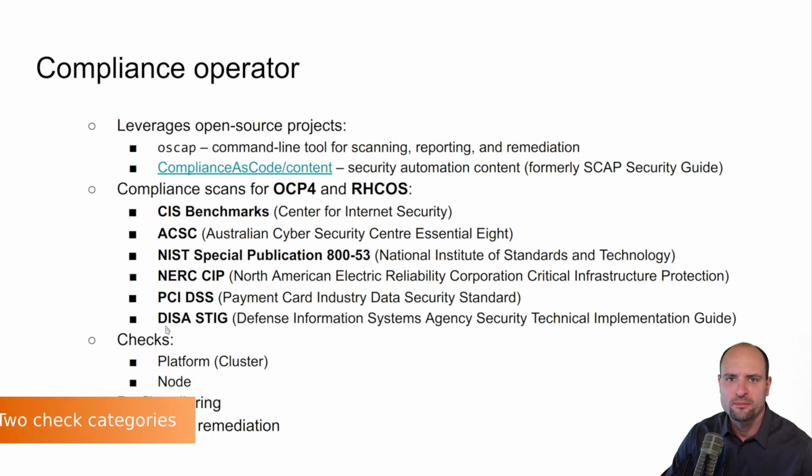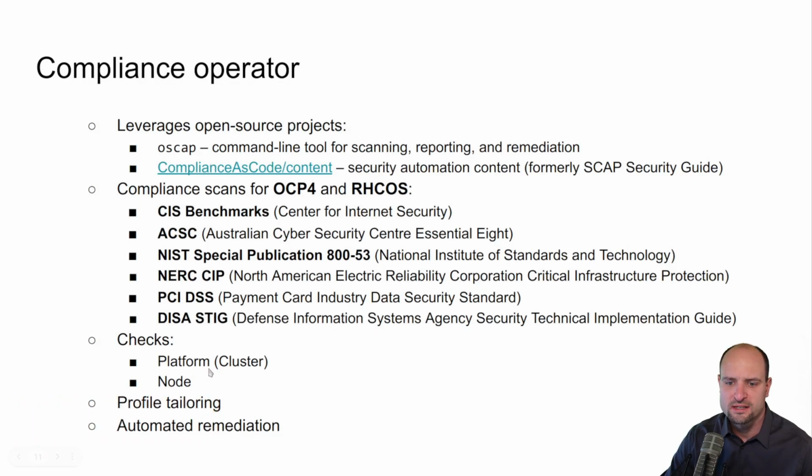The checks performed by the compliance operator can be divided into two categories. The first category are the platform checks. These checks evaluate the cluster configuration. They look at the various Kubernetes API objects. These checks are equivalent to what Red Hat ACS built-in compliance called the cluster checks.